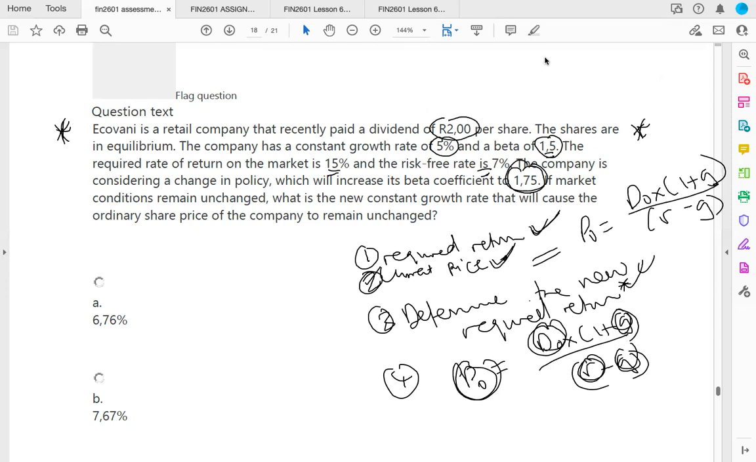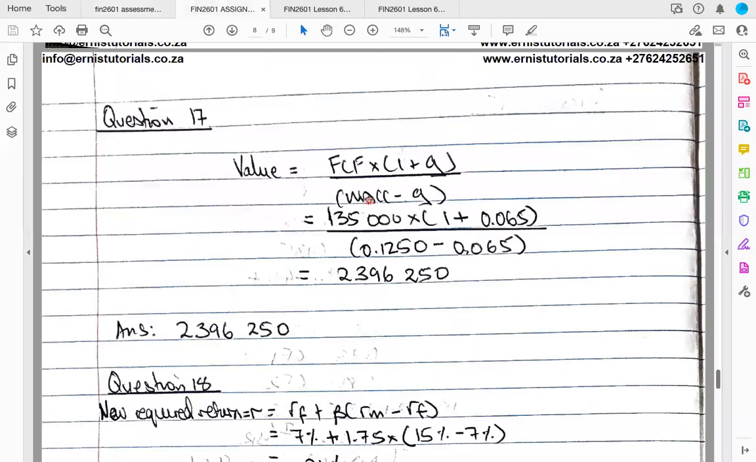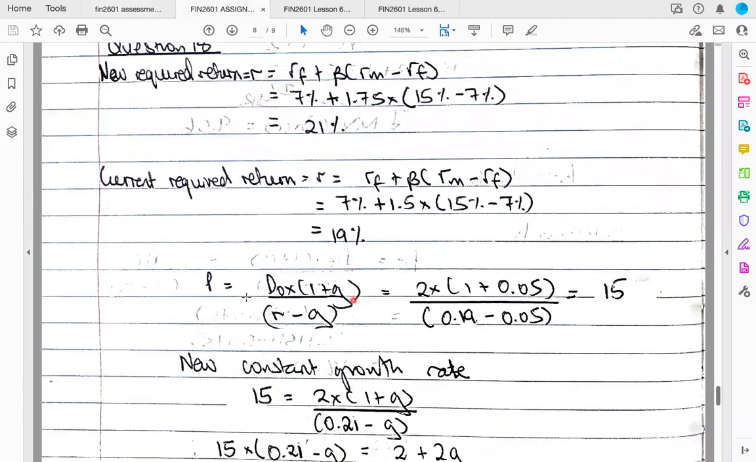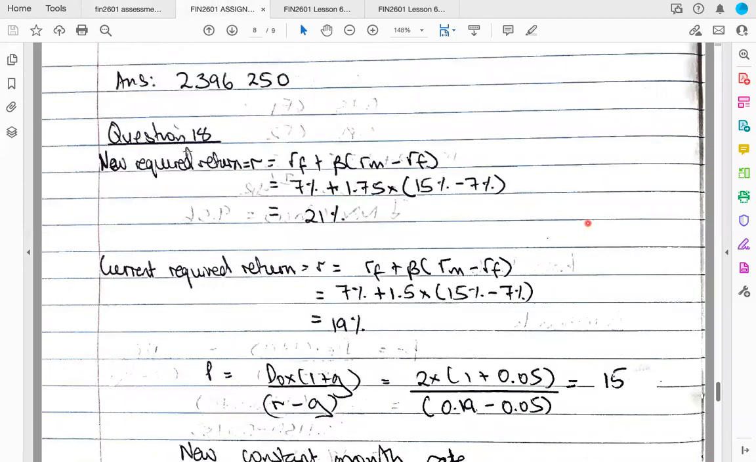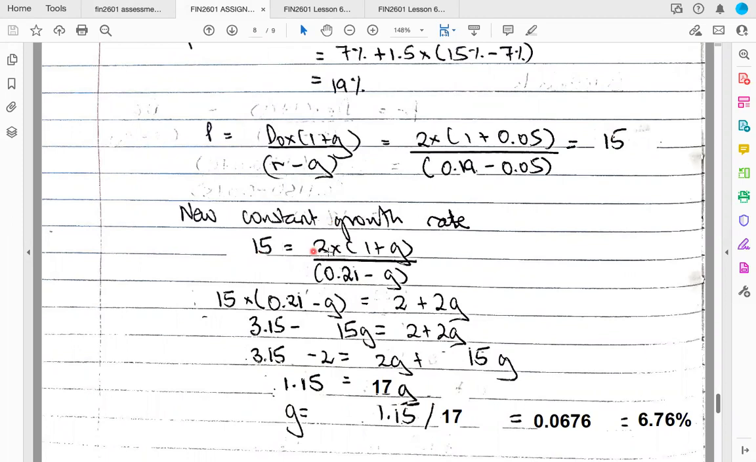Okay, so I hope you were able to do that. Let's go to the calculation here to see if you were able to do that. First, calculate your current required rate of return, which is 19%. Substitute that into the constant growth model, get the price of the share, which is 15 Rand. After that, calculate your new required return, which is 21%. Substitute the new required return, the price of 15, and the current dividend of 2 into your formula. Then you need to solve for your growth rate.